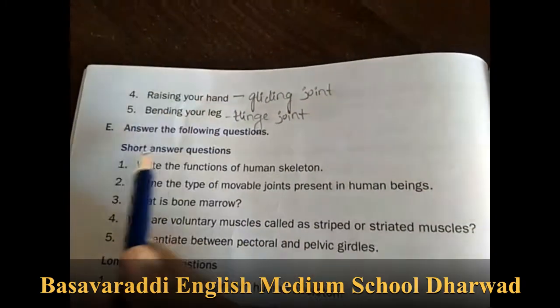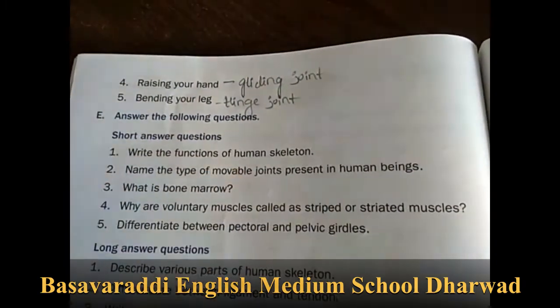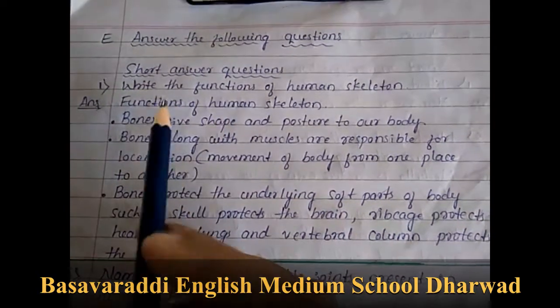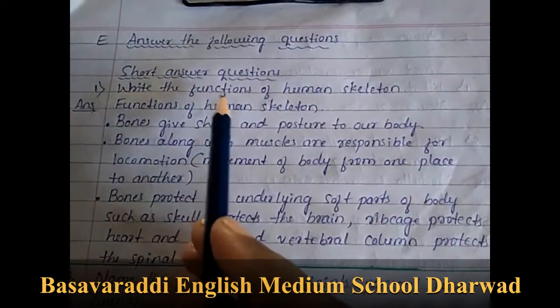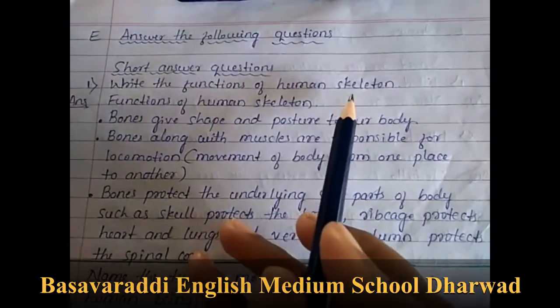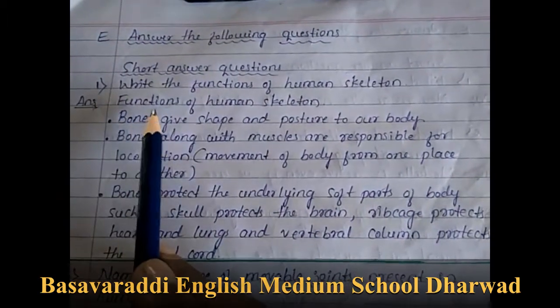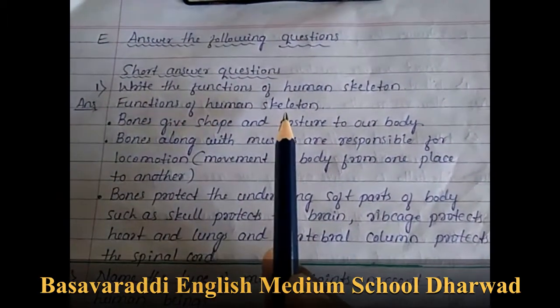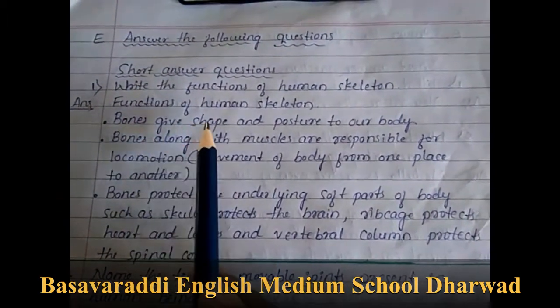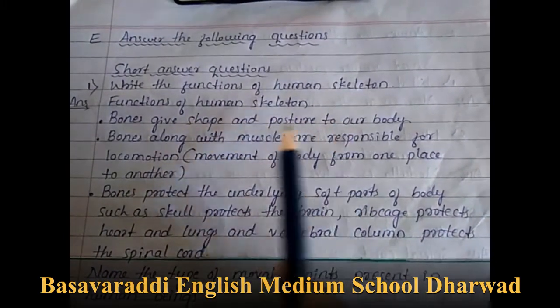Answer the following questions. Short answer questions. First question, write the functions of human skeleton. Answer, functions of human skeleton. Bones give shape and posture to our body.